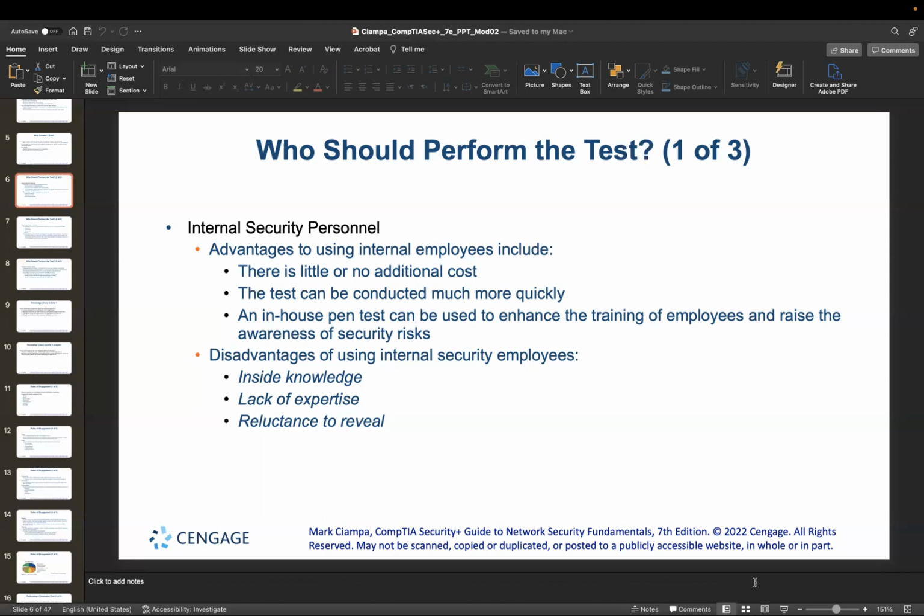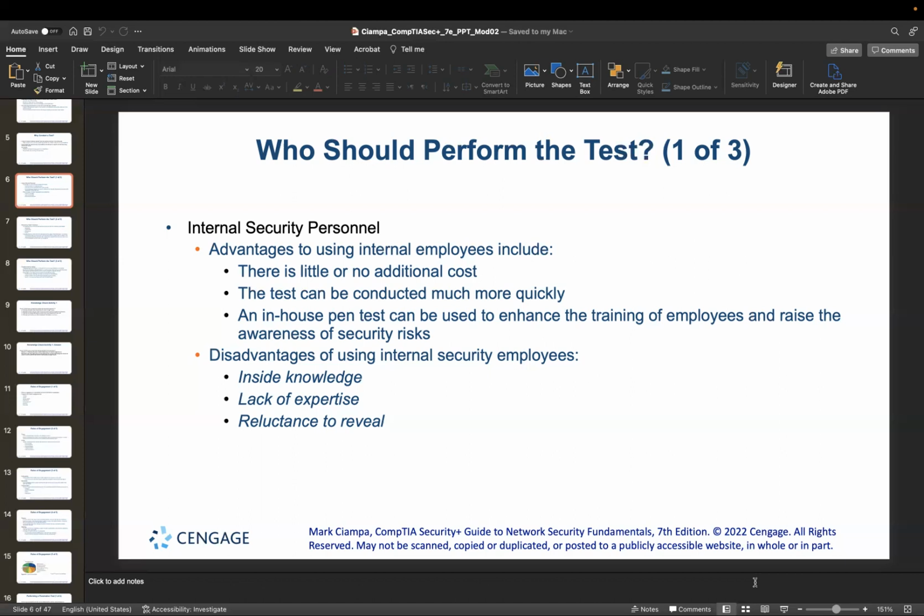Also, the test can be conducted much more quickly because usually your internal security personnel have a good understanding of the network. They know the ins and outs of it. They know the characteristics of your network. And for that reason, the planning phase takes a very short time. Also, the recon phase, which we're going to talk about later in this lecture, about reconnaissance of the attack, is kind of the shortest possible. These guys already know everything about the network, right? So it happens more quickly.